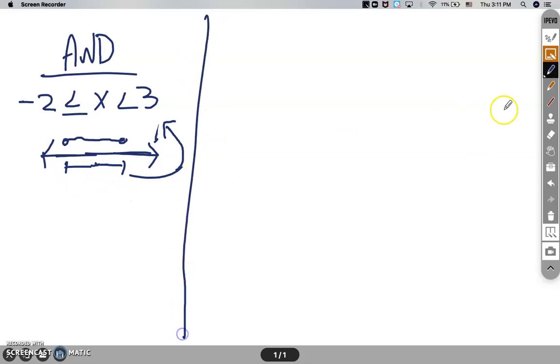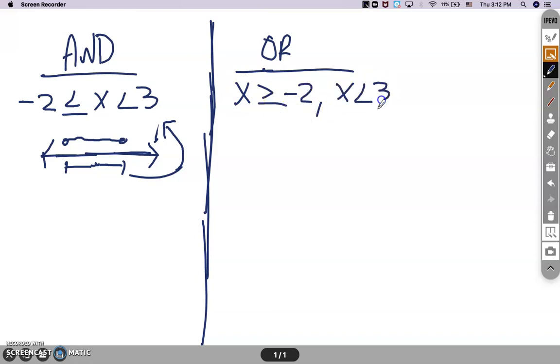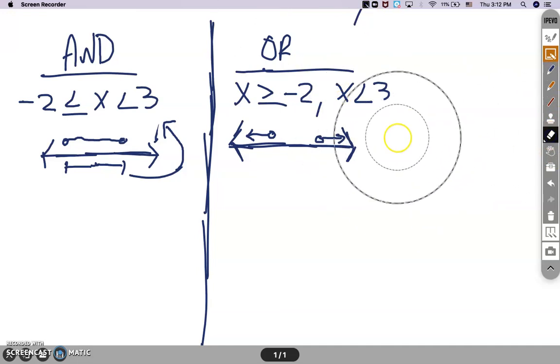Now since we got a little bit familiar with the AND, because the example that we did was an AND inequality, let's look at an OR inequality. An OR inequality will look like x greater than or equal to -2 or x less than 3, right? If I were to graph it, it would look like this. Something like that, okay? So that would be the OR inequality, right?